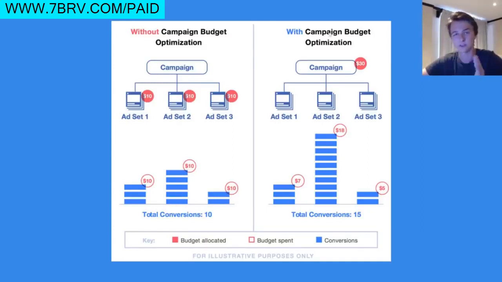If you turn on CBO with the same ad sets, what would have happened is that Facebook would have spent much more on ad set 2 when it saw that ad set 2 was getting more purchases. So it would optimize the spend to spend more on ad set number 2. The result is that instead of getting just 10 conversions, you would end up with 15 conversions for the same amount spent. So that's what CBO is, and it's a really interesting feature, and it's definitely worth testing.